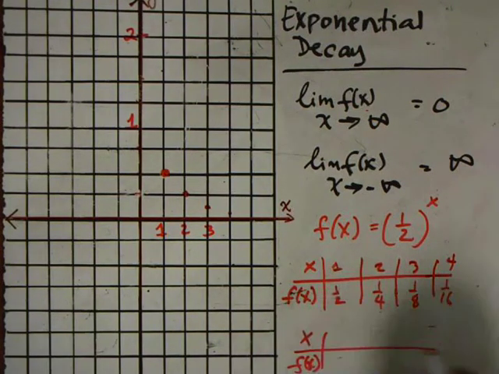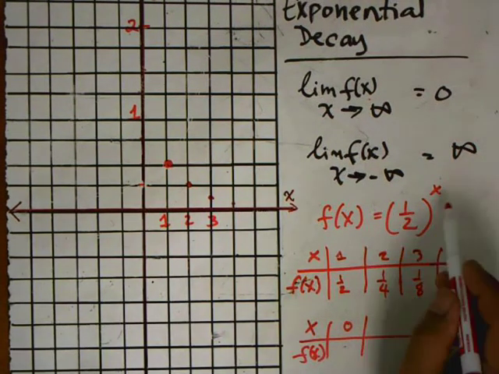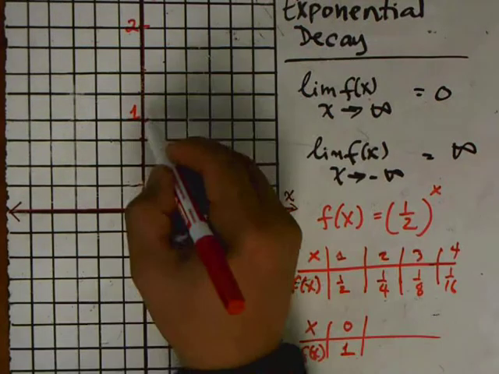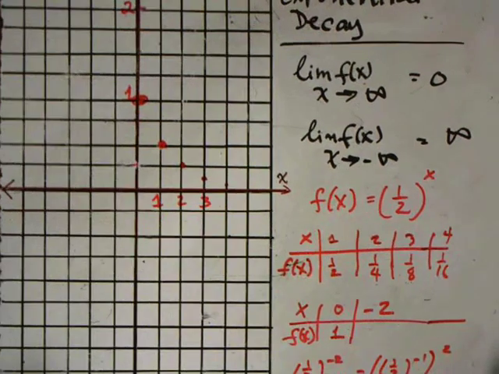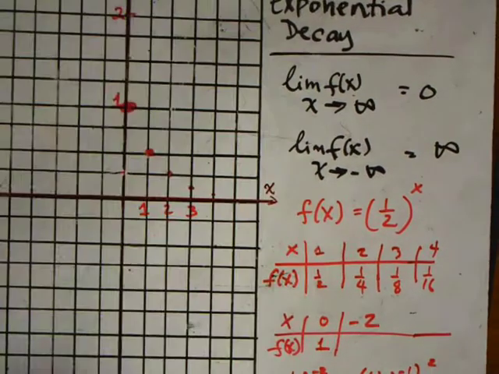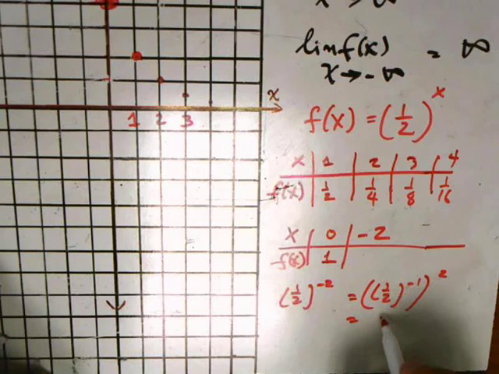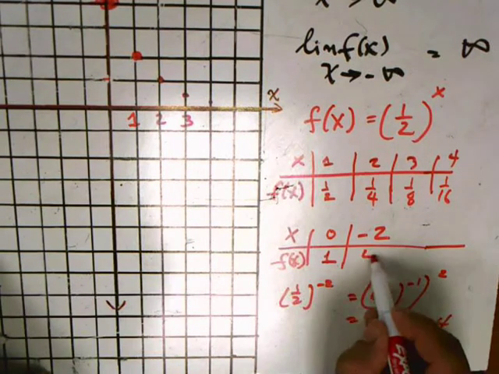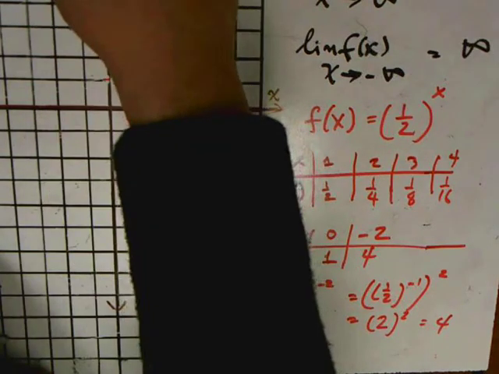Oh, and I should really add one more point to this. We'll add another section down here. The point that I should add is 0. What happens when x is 0? Well, 1/2 to the 0th power is just 1. That's my y-intercept. And I'll go one more. What happens when you have negative 2? This is 1/2 to the negative 2, which is 1/2 to the negative 1st, squared. And 1/2 to the negative 1st is really just the same thing as 2, so 2 squared, which is 4. So at negative 2, I actually get 4, which is way off the graph up here.